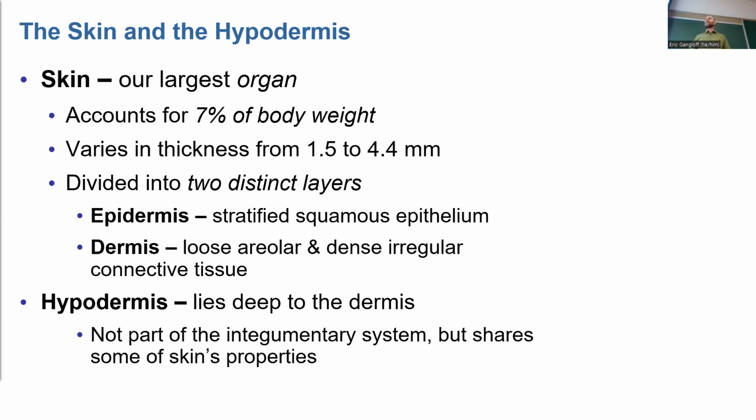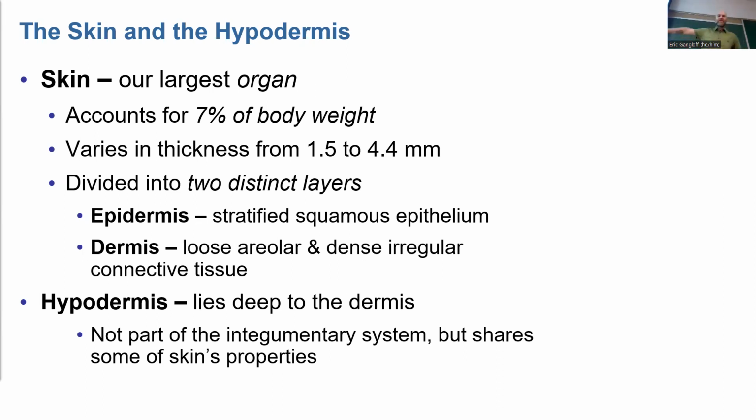So let's say somebody like me, I weigh, I don't know, let's say roughly 80 kilograms. So 7% of 80, well, let's see, 10% of 80 would be 8 kilograms. Let's run a little less than that. Maybe 6-ish kilograms of my body weight is my skin, which is, what's that, 12, 14 pounds or so? Wow, that's a lot of skin. So yeah, it's a big organ.